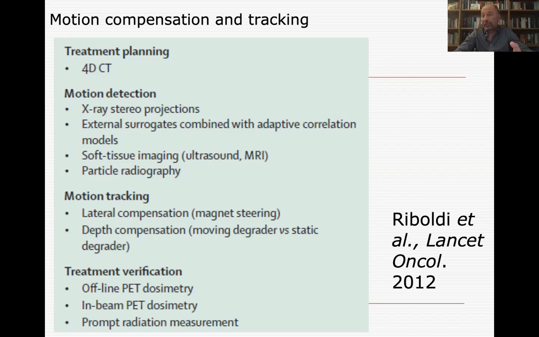You need motion detection with different techniques. You need motion tracking, so you should be able to track your motion, and treatment verification techniques like PET. PET is an excellent technique, and at the moment there is a large plan at GSI and an ERC Advanced Grant to study PET in combination with radioactive ion beams.